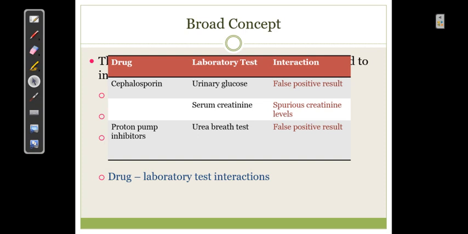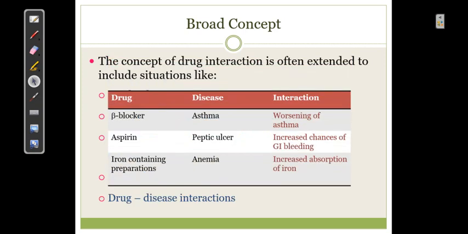Okay, the last one is the drug disease interaction. You can take all examples here which you consider as a contraindicated drug in so and so disease. For example, beta blockers are contraindicated in asthma, rightly so, because in asthma you want bronchodilation, and that's why you give salbutamol, terbutaline, which are beta 2 receptor agonists. But if you give a beta blocker, it will result in bronchoconstriction, and that will worsen the asthma. So this is a drug disease interaction, or in simple words, beta blocker is contraindicated in asthma. It should not be used in an asthmatic patient. Other antihypertensive drugs should be used in asthmatic patients.